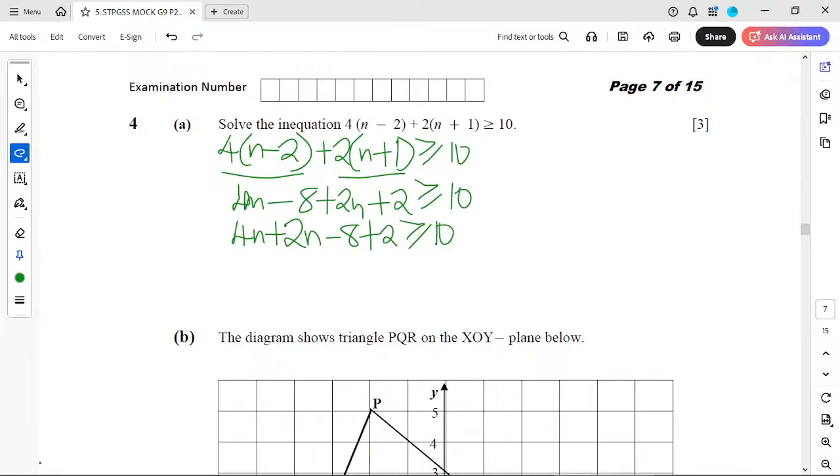Okay, now once we have done that, the next thing we're going to do, sorry, let me just a bit.